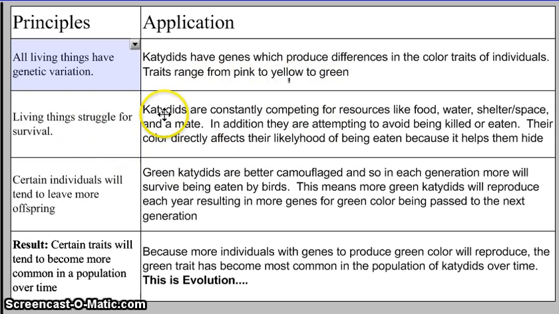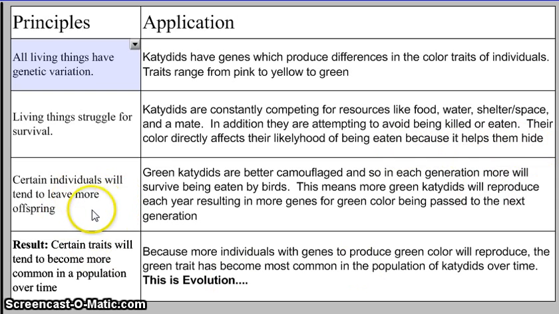Living things struggle for survival. Katydids are constantly competing for resources, so that is one of the things that katydids are attempting to get: food, water, shelter space, and a mate. However, in this example, it's the fact that they are attempting to avoid being eaten or killed. Their color directly affects the likelihood of being eaten because it helps them to hide.